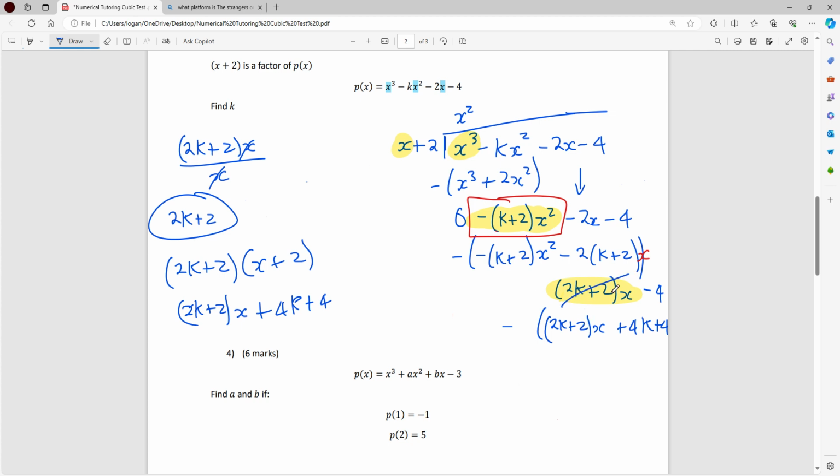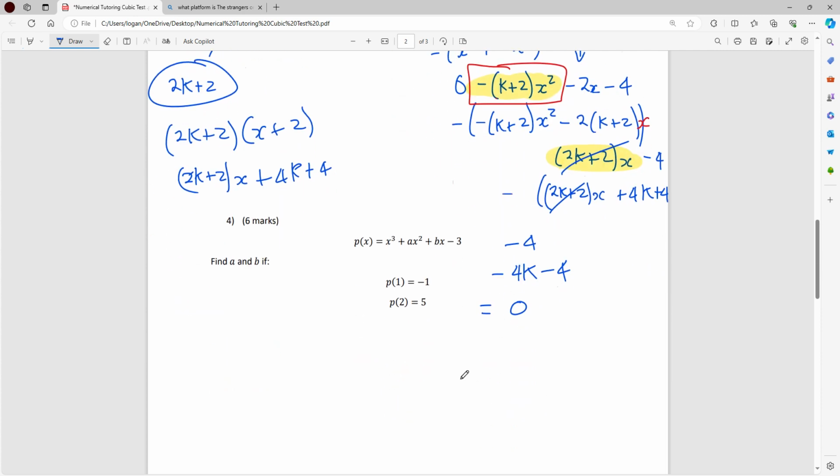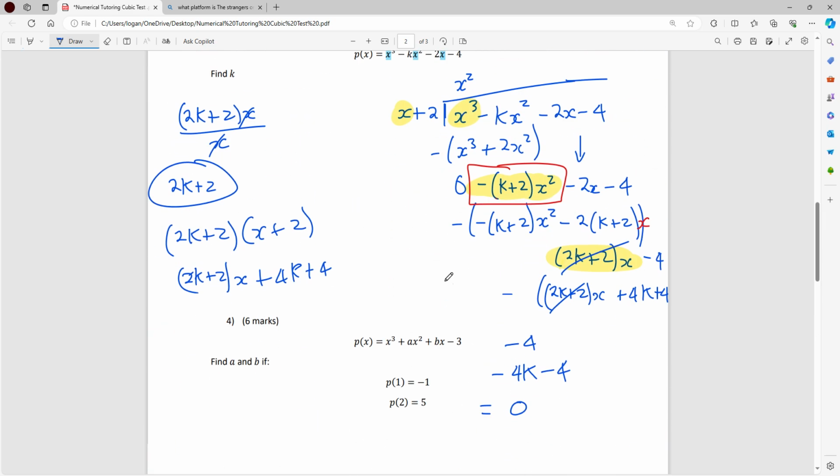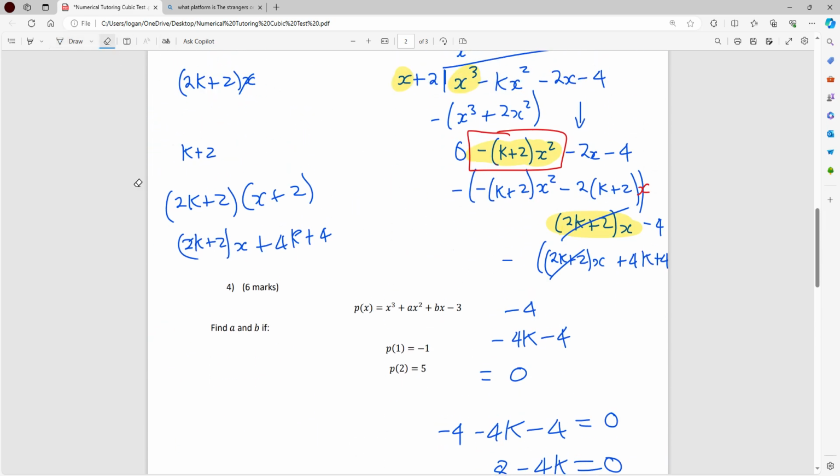So we have that negative, and we can see those cancel out. So we have minus 4 subtract (4k plus 4). And this is going to be equal to 0. Okay, so what we have is negative 4 minus 4k minus 4 equals 0. So we have negative 8 minus 4k equals 0. So we get negative 4k equals 8. Divide that by negative 4. And you get k equals negative 2. The exact same answer that we got before. Okay, it's just a lot more working.